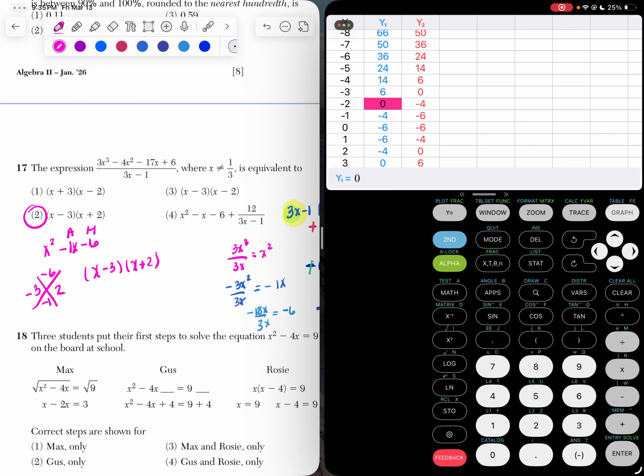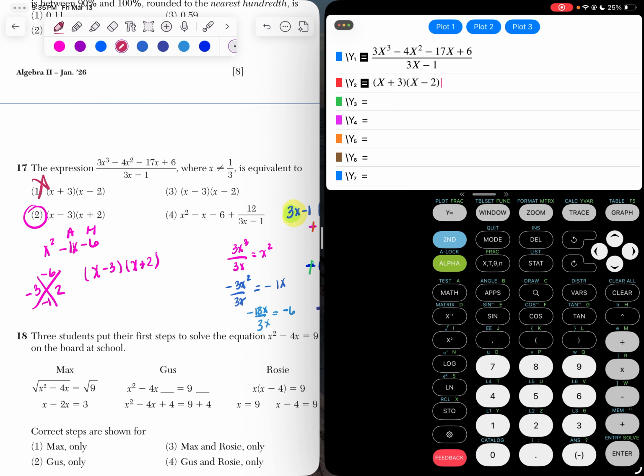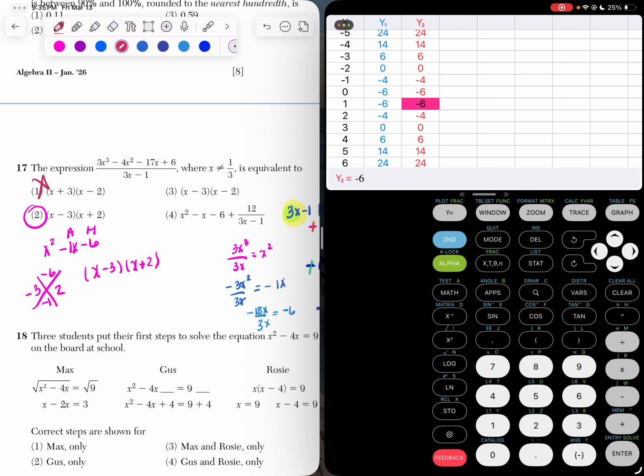When I hit second graph, my table of values are not the same. -4, -6. -6 and -6, those are the same, but -6 and -4 are not the same. So it can't be choice number 1. Now I'm going to type in choice 2. X minus 3, x plus 2. Now I'm going to hit second graph and my tables are going to be the exact same for every single value of x. That's why it's choice number 2.